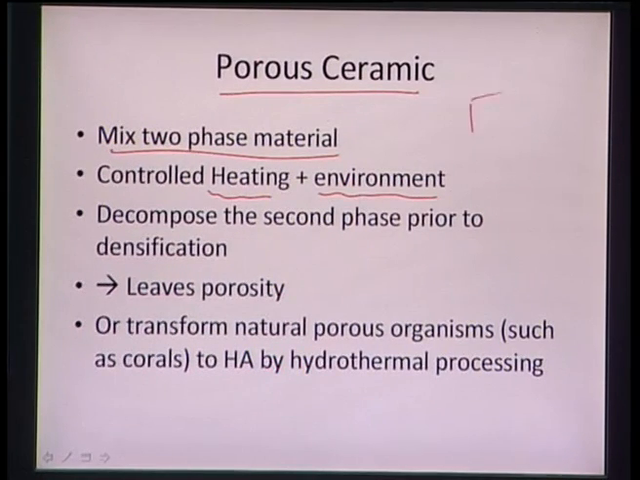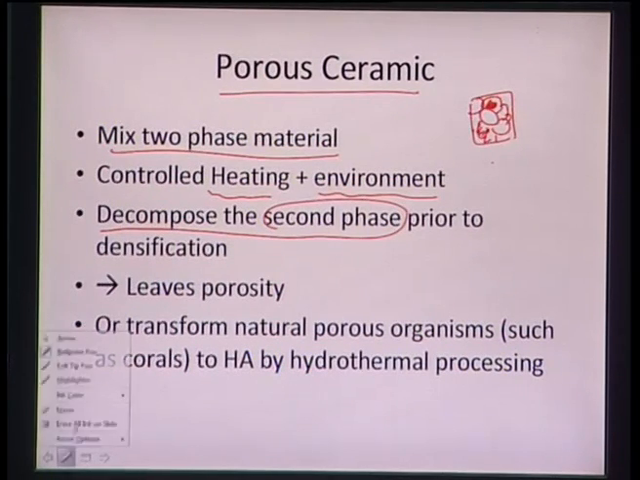So we have initially two phases, one phase and a second phase out here. So we will have one phase, and we have a second phase, which is basically being embedded into the two-phase material, and we provide controlled heating with a controlled environment. So what happens? We allow the decomposition of the second phase before densification. So what we are doing is we are basically removing one of the components.